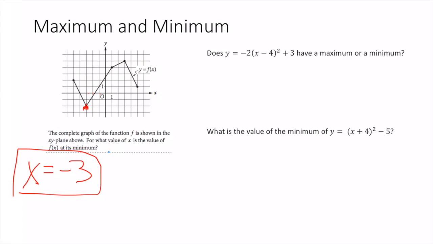But take this one step further. My minimum value is just my y. So this has a minimum of -2, and it's occurring at x equals -3.